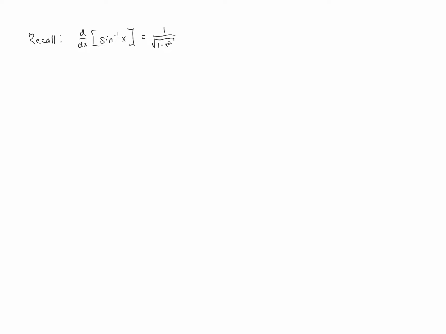All right, in the last video, we derived the derivative of inverse sine. Recall that that was equal to 1 over the square root of 1 minus x squared. And the way that we did that was we knew that y equals inverse sine of x was equivalent to x equals sine of y.